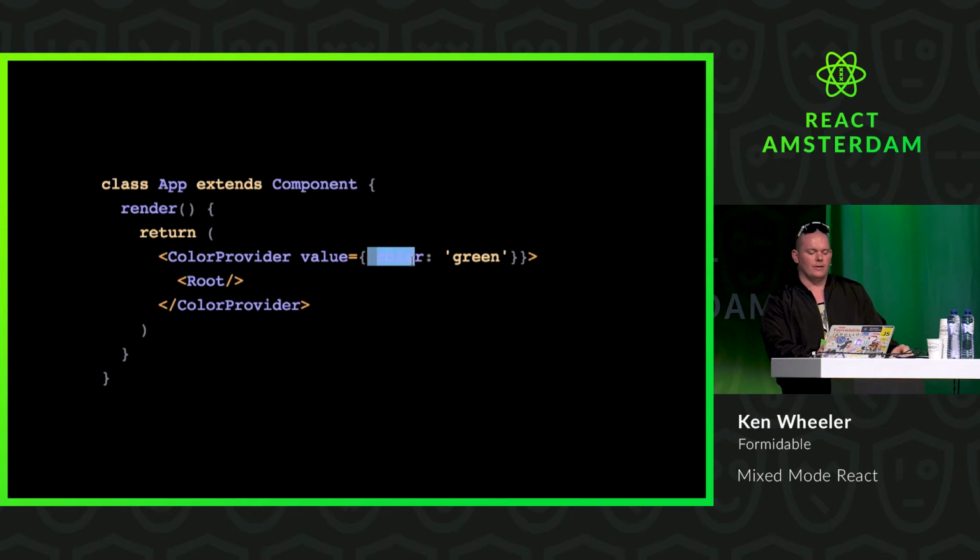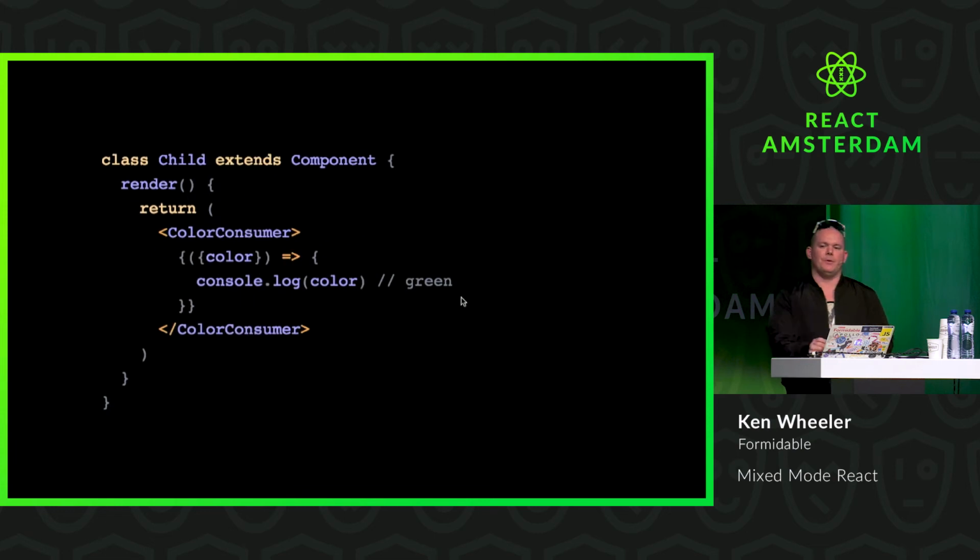Oh, this object literal. Don't ever do this, but I'm doing it just to keep things terse and fit them on the slide. So you could pass down an object here, like color is green. And then in a child component, if you want to use that, you just use the consumer, and then you have the child render prop here, and you can console log it out.